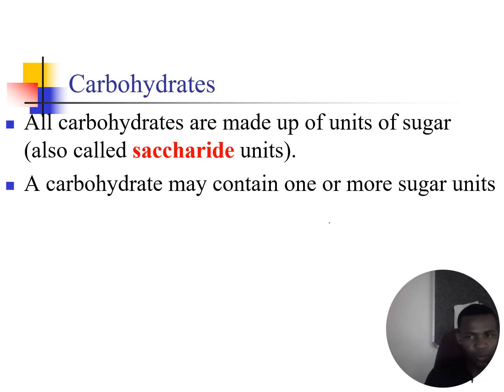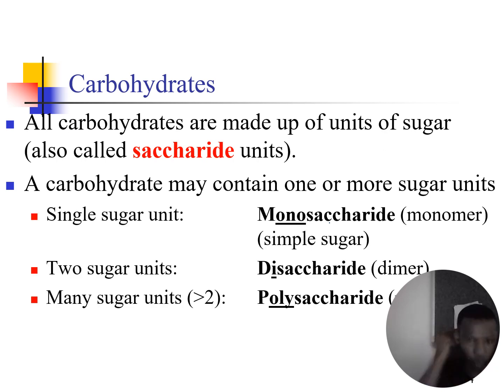Then we continue and say that a carbohydrate may contain one or more sugar units, which I was describing. A single sugar is mono and is a monomer. A monomer is a sort of building block to a polymer. So you start with the monomers first, then your monomers increase to a disaccharide, and then a polysaccharide, where we have many sugar units.